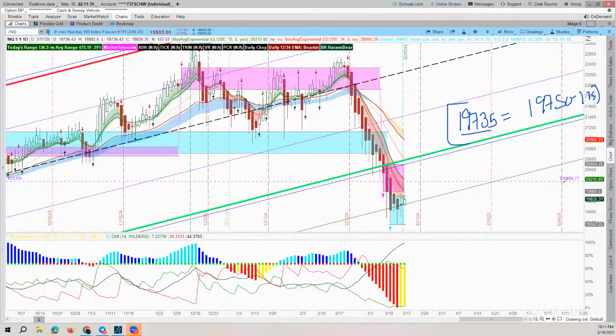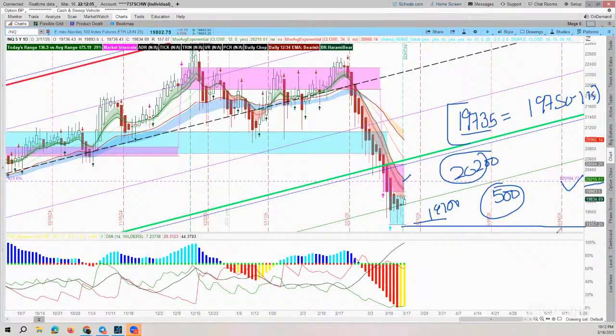Look for a backtest of 2,200, which is first a Fibonacci area, second the 12 EMA. Once we are there, we will decide, but this is approximately a 2.5%, 3% move. That's about 500 points which are available, roughly 500 points. And if we lose 19,700, it will come down to 19,300. So 400 on the downside.